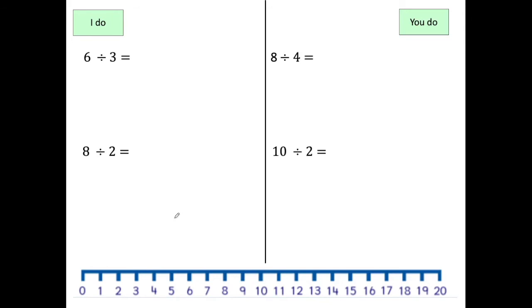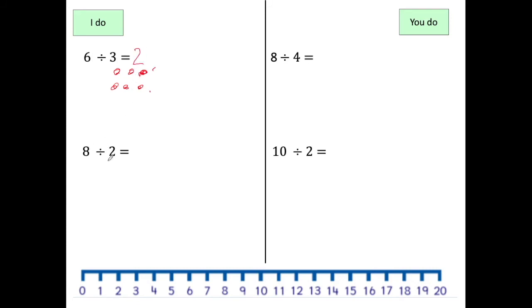So for the first example, I've got 6 over here, and we need to divide it by 3. So the question we're going to ask is how many lots of 3s go into 6? So let's see, we've got 1, 2, 3, that's our first lot of 3, 4, 5, 6. So I've got to the original number, which is 6, and we've got 2 lots of 3, so the answer is going to be 2.